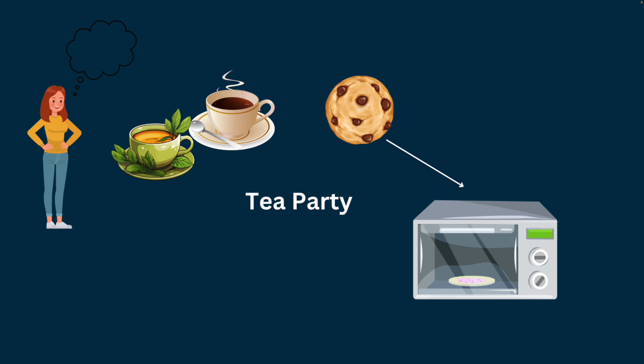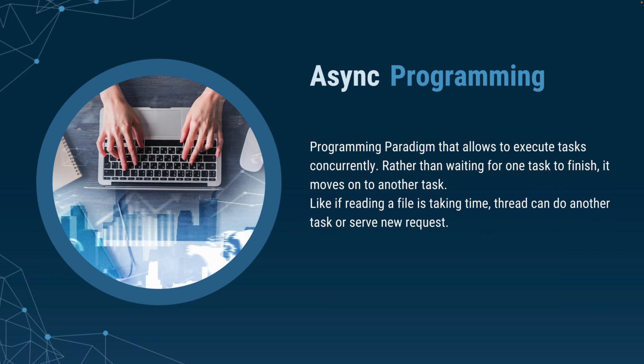In programming, async is like setting tasks to run in the oven, which is your computer, and then your program can go do other things while waiting for those tasks to finish. It's a way for your program to be more efficient and not waste time just waiting around. So in summary, we can say async programming is a paradigm that allows you to execute tasks concurrently.